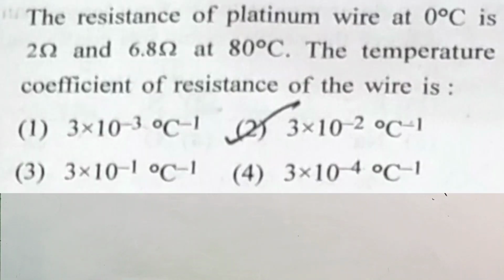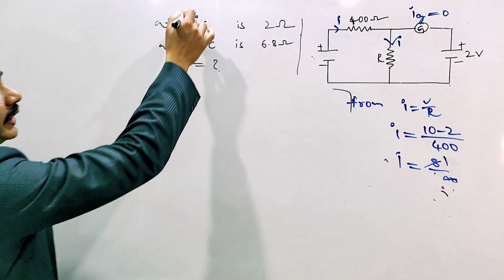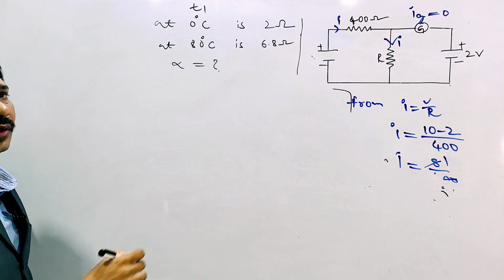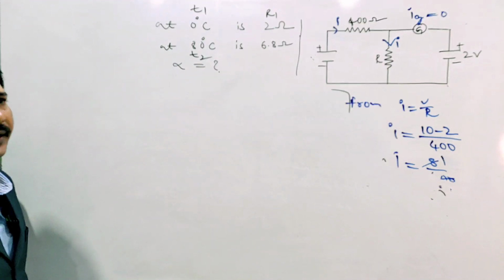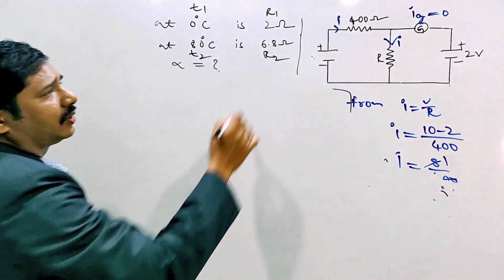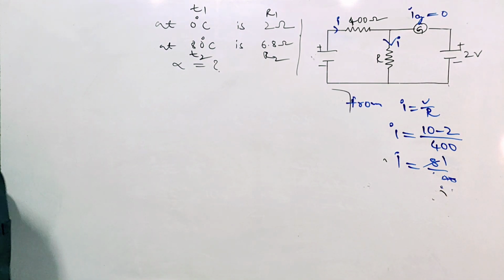Next one. The resistance of a platinum wire at 0 degrees centigrade is 2 ohms and 6.8 ohms at 80 degrees centigrade. The temperature coefficient of resistance of the wire is? In this, at 0 degrees centigrade, the T1 value is given, and the R1 value is also given. At T2 equal to 80 degrees centigrade, the resistance R2 is given as 6.8 ohms. They are asking the alpha value, the temperature coefficient.